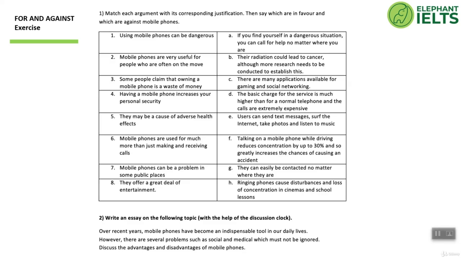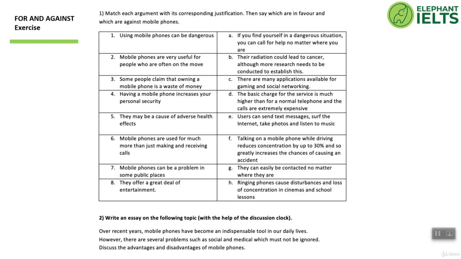Let's look at this essay topic below. Over recent years, mobile phones have become an indispensable tool in our daily lives. However, there are several problems such as social and medical which must not be ignored. Discuss the advantages and disadvantages of mobile phones. So you can try this essay on your own following the structure we talked about earlier. First of all, let's match the ideas on the left with the justification on the right. You could use any of these ideas in your essay, or feel free to think of anything else which you would prefer to use in your essay.